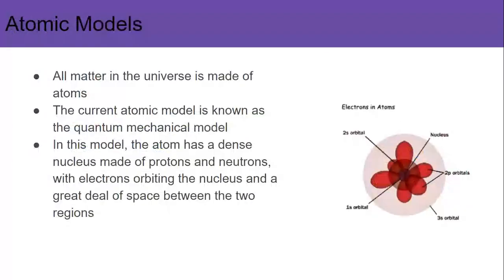The next are atomic models, relating to the idea that all matter in the universe is made of atoms. And the most current model of the atom is known as the quantum mechanical model. In this model, the atom has a dense nucleus made of protons and neutrons, where electrons are orbiting the nucleus, and there's a lot of space, as we can see in the picture, between the two regions. And in the quantum mechanical model is where we have the idea of the orbitals.